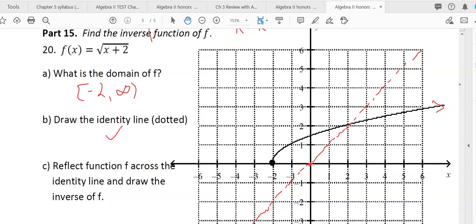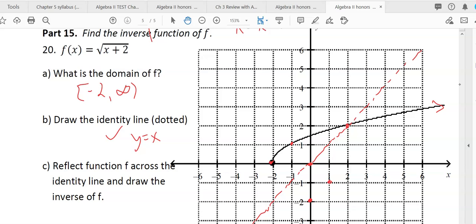So I draw on the identity line. It's always the line y equals x, always. Slope of 1, y-intercept of 0. Reflect the function across the identity line to draw the inverse. If I take this point right here and reflect it over the line, it's going to go right there. It looks like it goes through this point right here. I'm trying to pick out nice points.